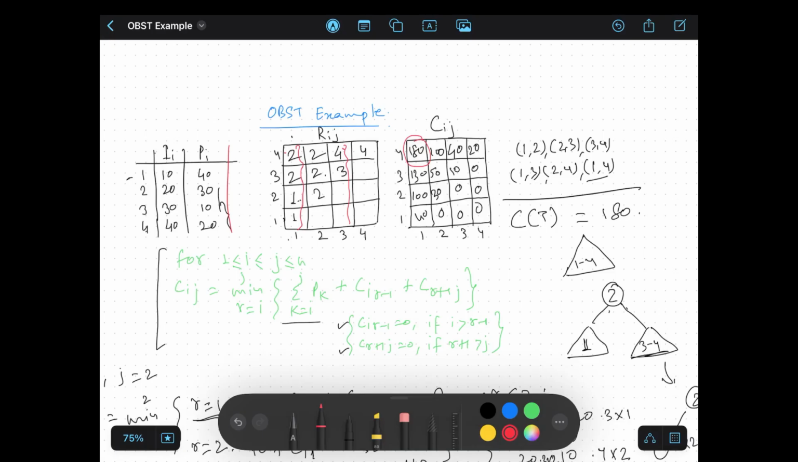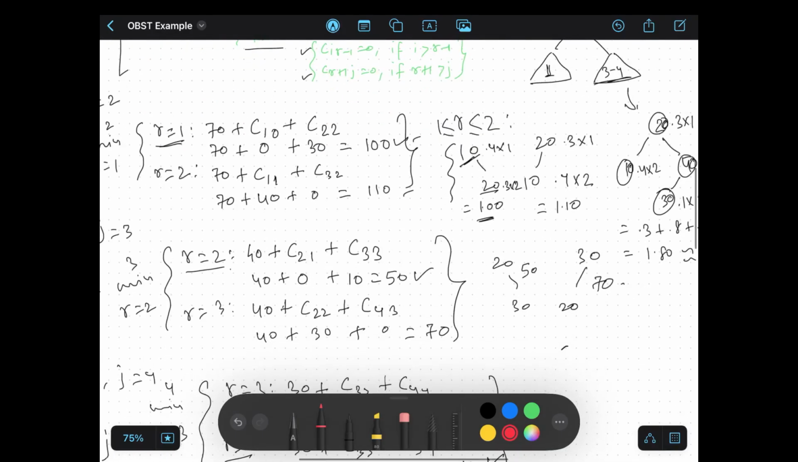So this was a very detailed example where we used the recurrence to fill the grid of costs and the root values, and finally filled the grid for these values and were able to find the optimal binary search tree and the cost of this tree. I hope this example was informative for you and you were able to understand how to solve an optimal binary search tree problem using the recurrence.